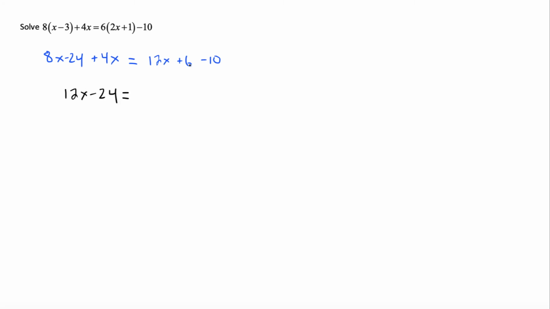And what can we combine on the right side here? Well, we have a plus 6 minus 10. These are like terms. We can certainly combine those. So we get 12x minus 4.